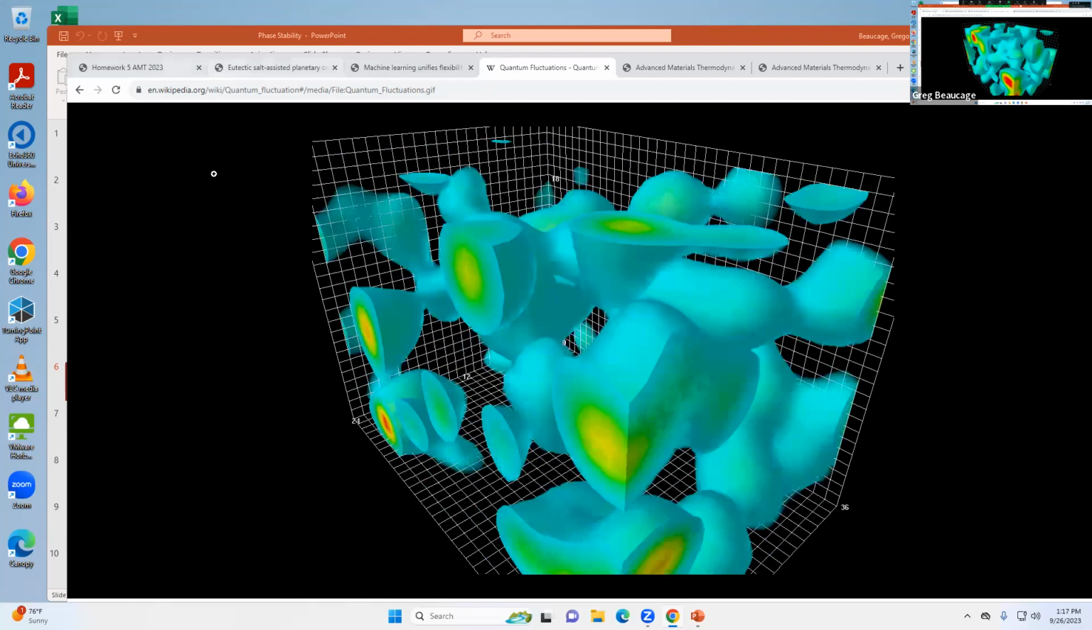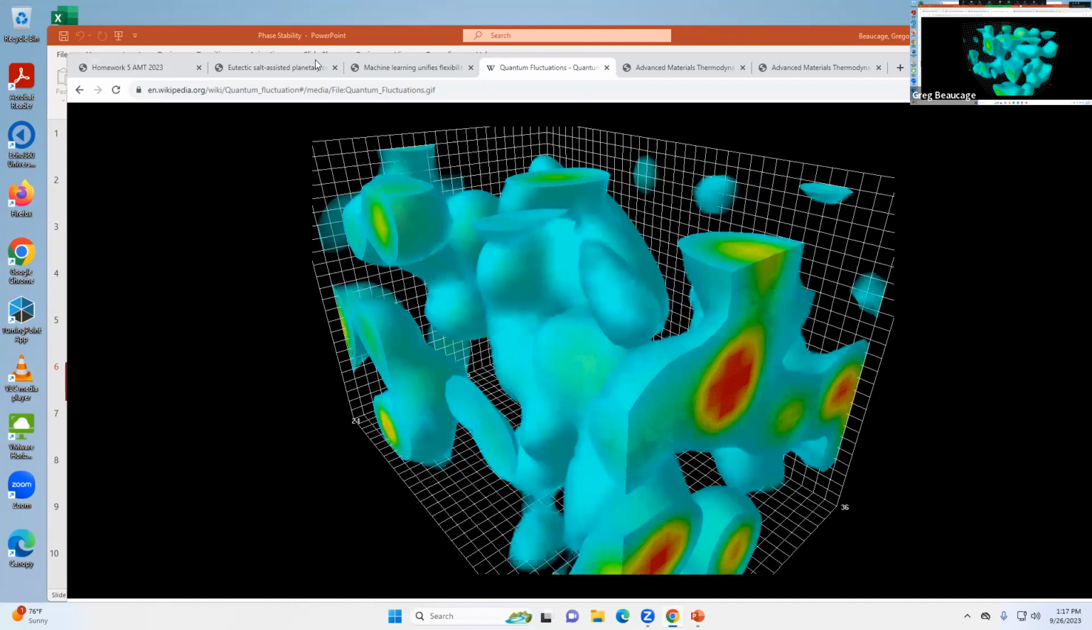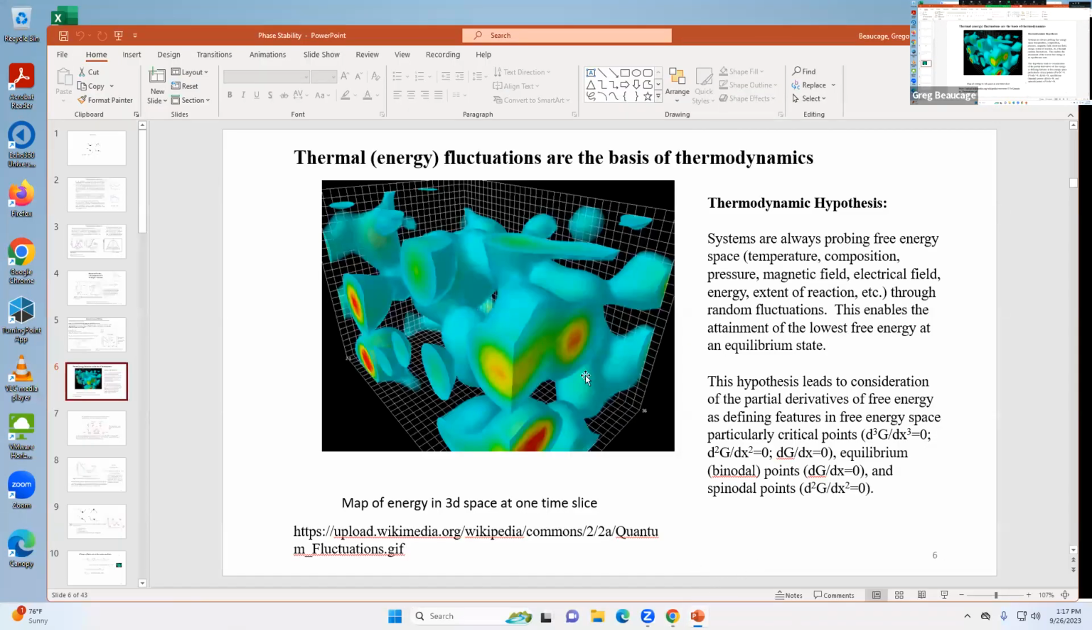Something seems wrong about that to me, but anyway, this is a slice of that thing. The reason to show you this is that when you go into a metastable region, these regions are just going to grow. So you're going to have this spinodal structure that you're looking at. Those fluctuations are the initial stages of spinodal.